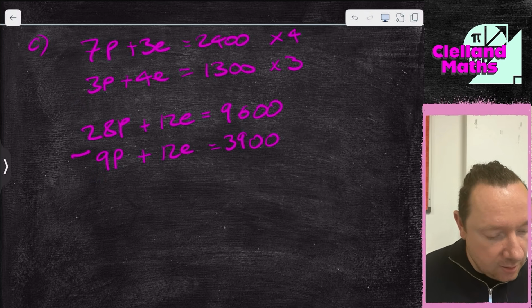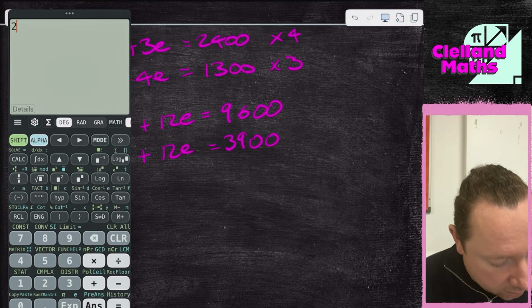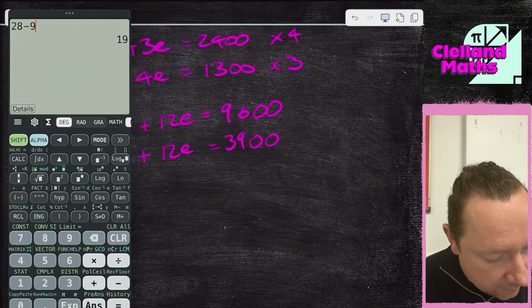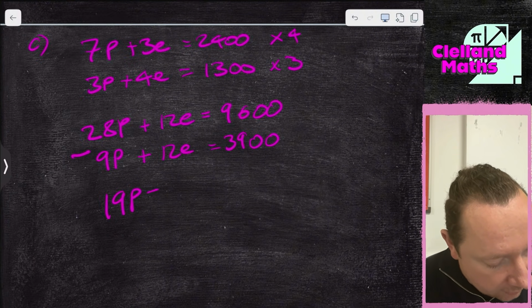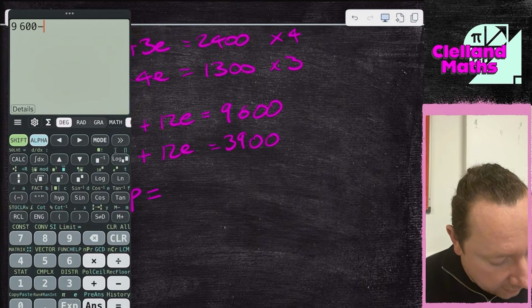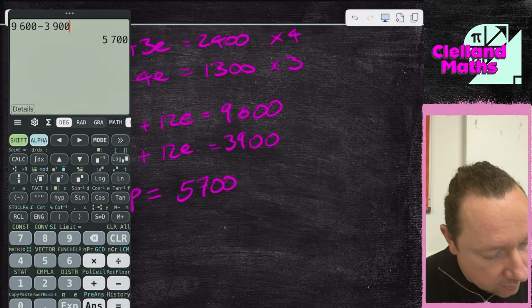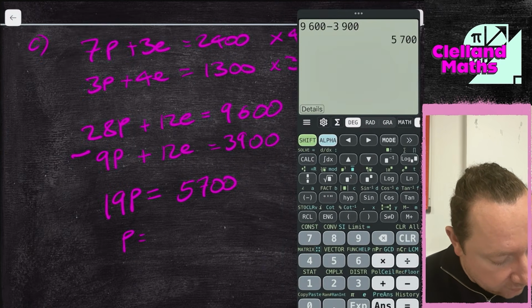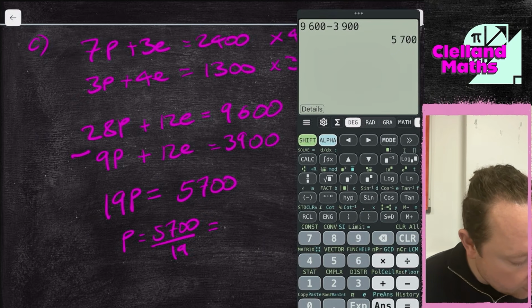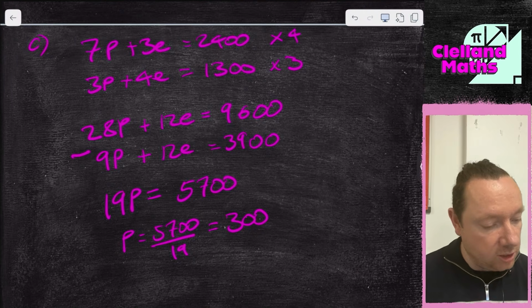28 minus 9, so that's 19, I think. But if you're never sure, a calculator's always worth it. Yep, 19p equals, now I can't be bothered, 9,600 minus 3,900, 5,700. So p is 5,700 over 19, which is 300. And now I need to work out my E, so I'll sub into an equation.